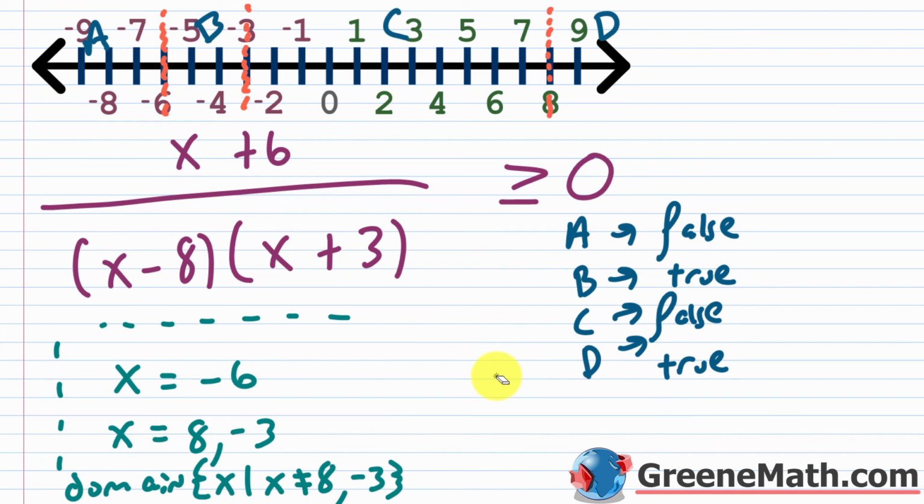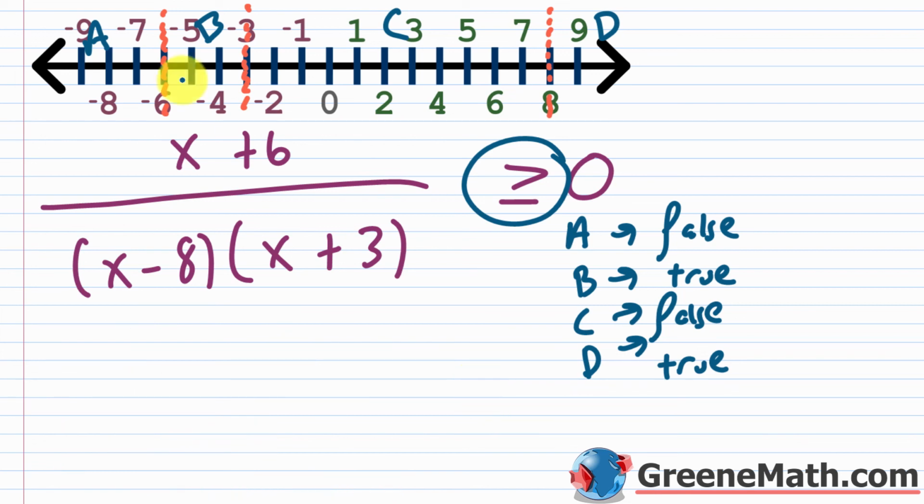Okay, now in terms of the critical values, this x equals negative 6, again, that makes this whole thing 0, right? Because it makes the numerator 0, the denominator wouldn't be 0. So 0 divided by something that's not 0 is 0, and 0 is going to be equal to 0, right? So the or equal to, this is non-strict. So this is going to satisfy this. So we know that negative 6 would be part of the solution, but then 8 and negative 3 would not be.